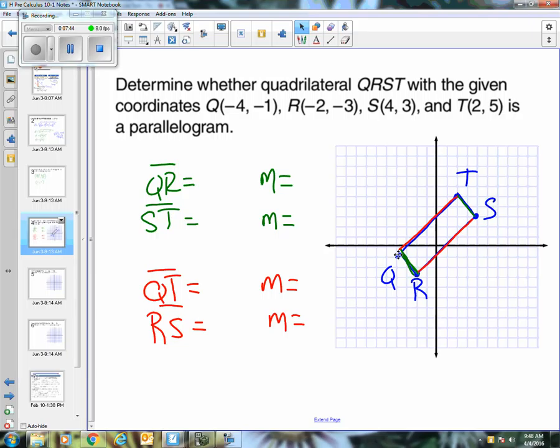And then how do we figure out if they're parallel? We need their slopes. So I already kind of jotted that down. I need you to go through and calculate the slopes and the lengths of each of those segments. So go ahead and pause the video and see what you come up with for each of those.